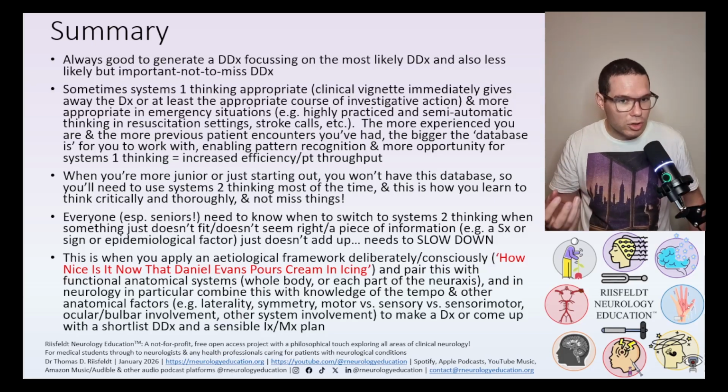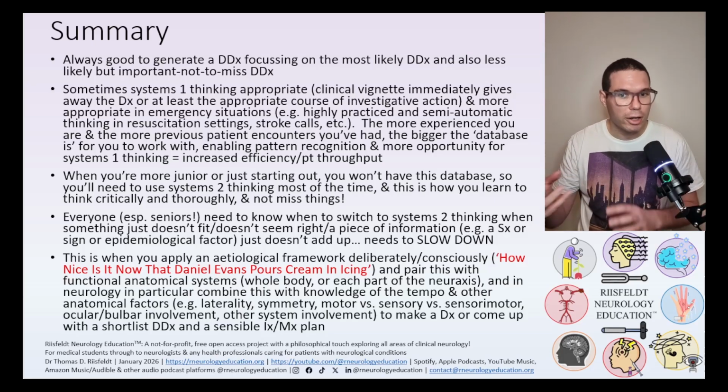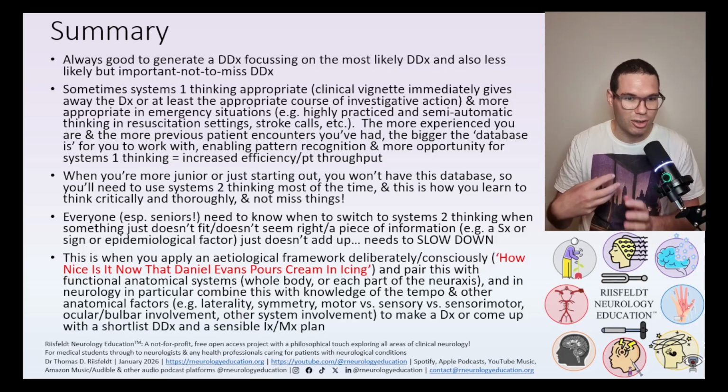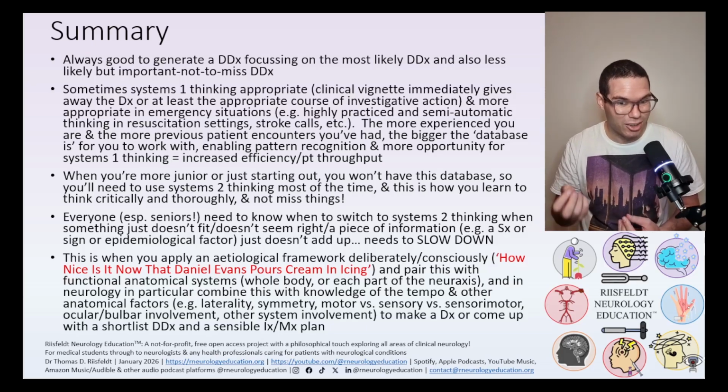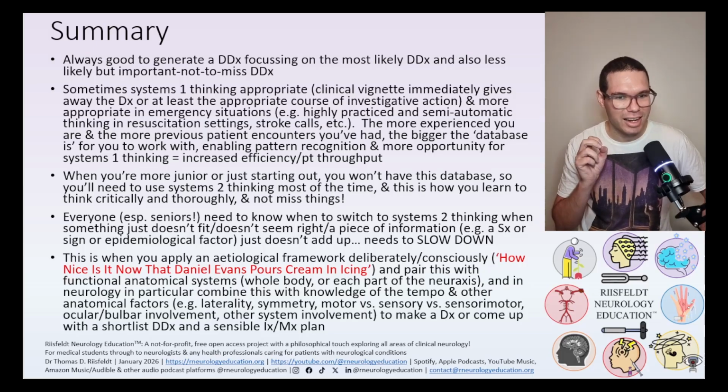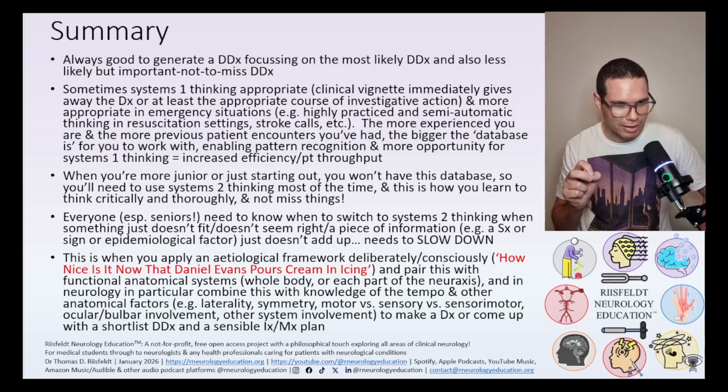Conversely, when you're more junior or when you're just starting out, you won't have built up this database over years and years, so you'll have to use system 2 thinking most of the time. But this is actually a good thing, and it's really important because this is how you learn how to think critically and thoroughly, and importantly, it's how not to miss things.